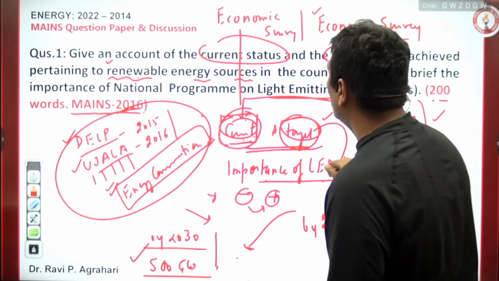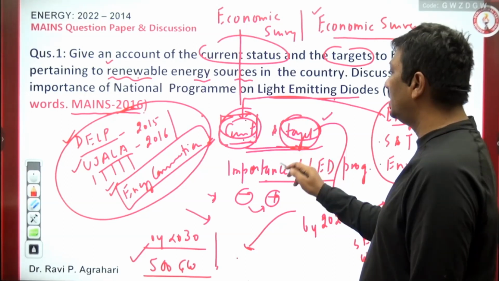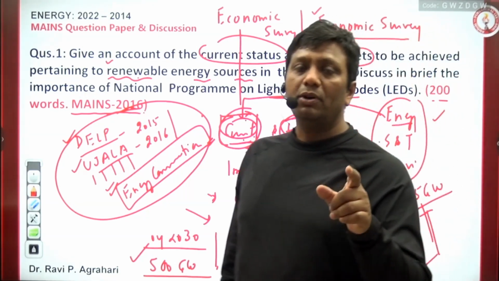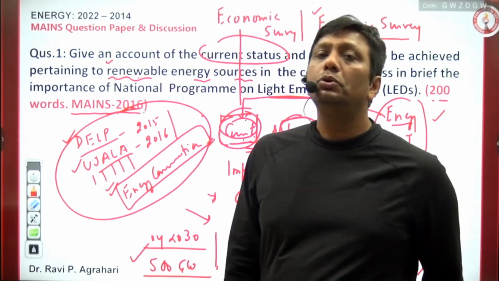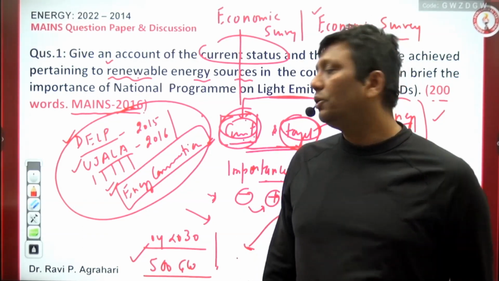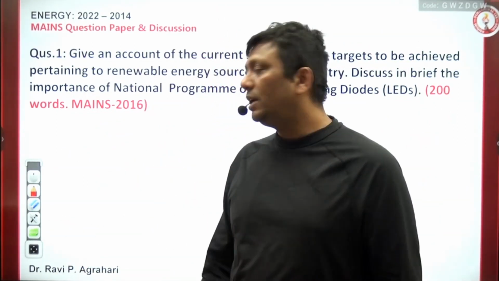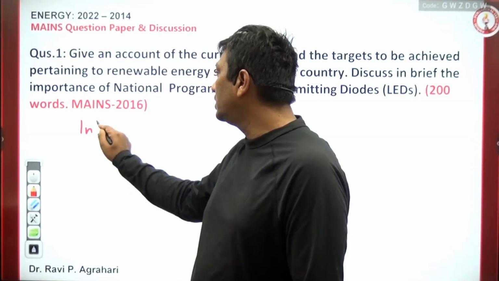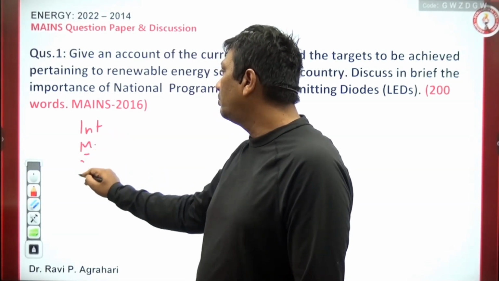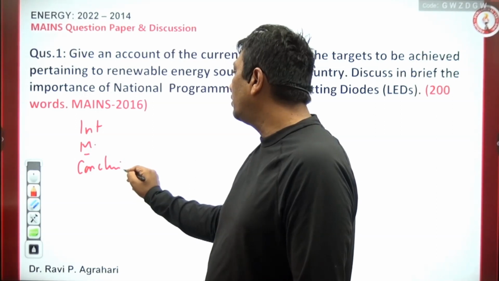So the first part is over, and the second part is over. And the third part is what? After the main body, you must go toward the conclusion. How will you write the conclusion? Introduction done, main body done, next one is the conclusion. I will explain the conclusion to you, guys.